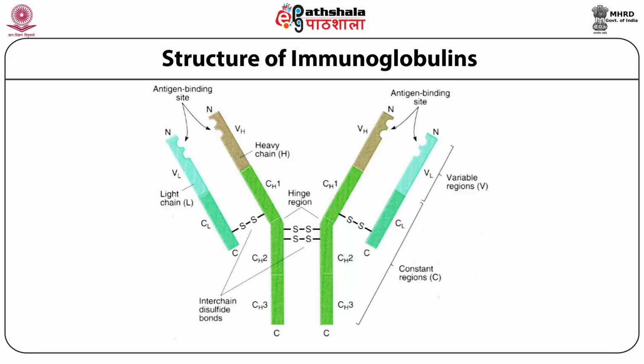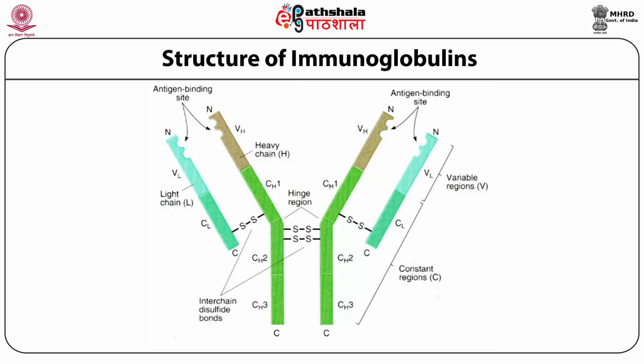These intramolecular disulfide bridges create compact structural units called domains. These domains are shown as VH, VL, CH1, CH2 and CH3 in the figure. The domains are also sometimes called regions.